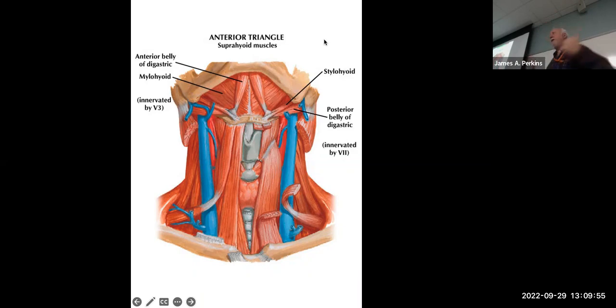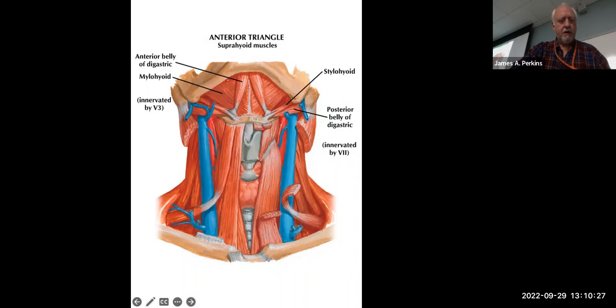The two different bellies of digastric function very differently and actually have completely different innervation. The anterior belly pulls down on the mandible to help you open your jaw, and therefore it's considered a muscle of mastication because it's moving the mandible. It's innervated by V3, the mandibular division of trigeminal, which is responsible for innervating all of the muscles of mastication. I'll come back to the posterior belly in just a minute.